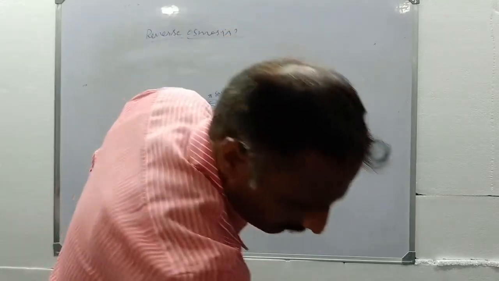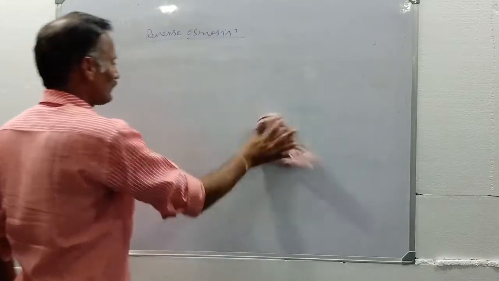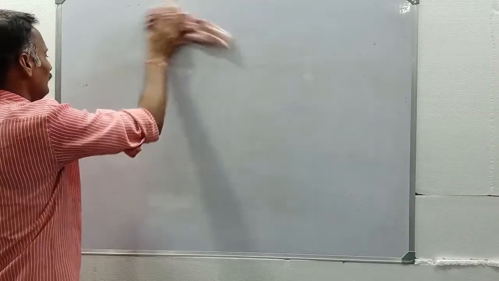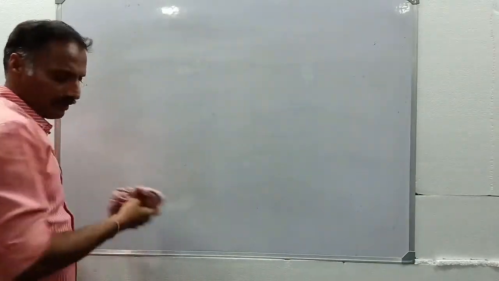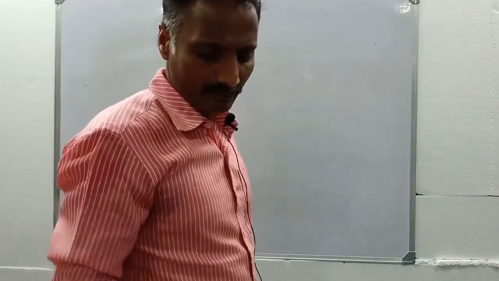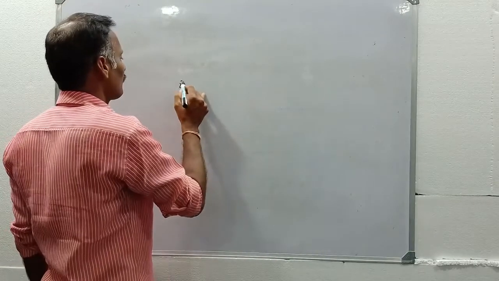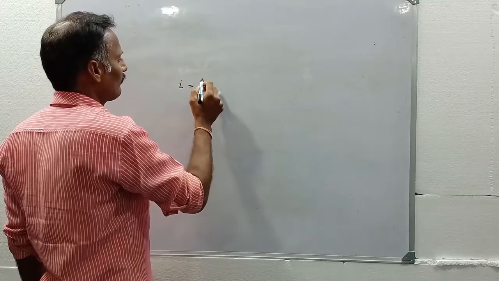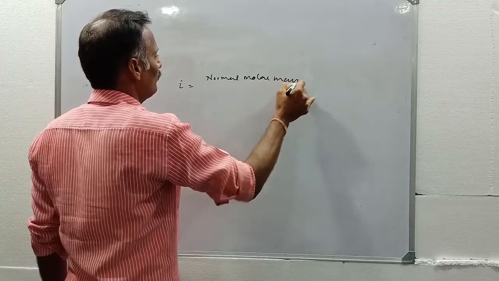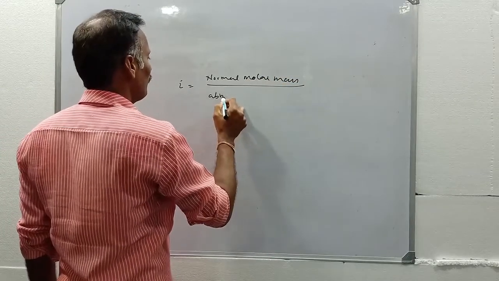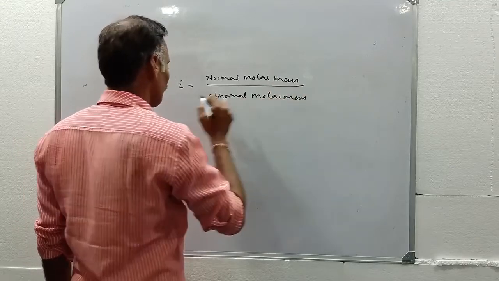Then after this, one more important topic we are studying is the Van't Hoff factor. Here we come across the Van't Hoff factor. The Van't Hoff factor is normal molar mass divided by abnormal molar mass. Van't Hoff factor equals normal molar mass divided by abnormal molar mass. This is the Van't Hoff definition.